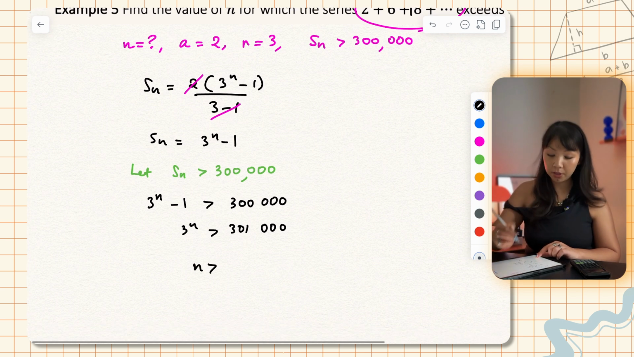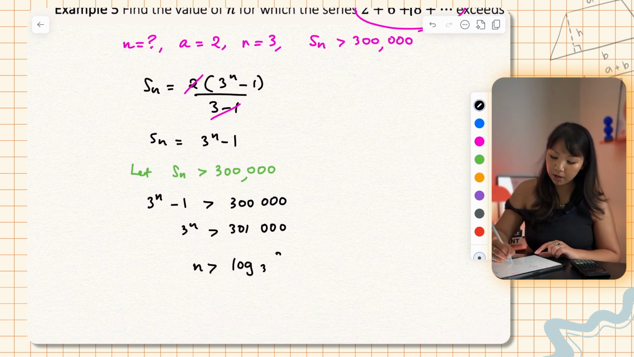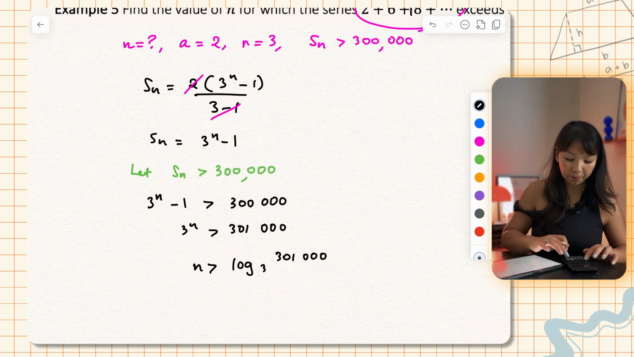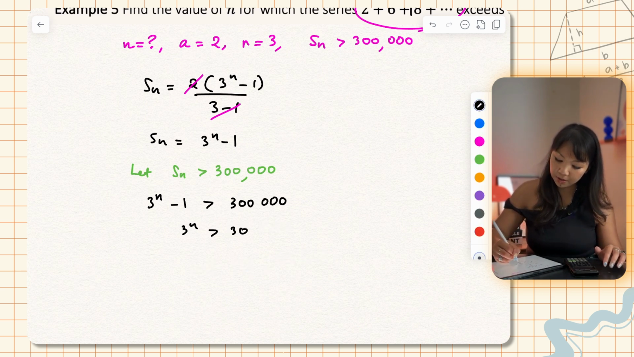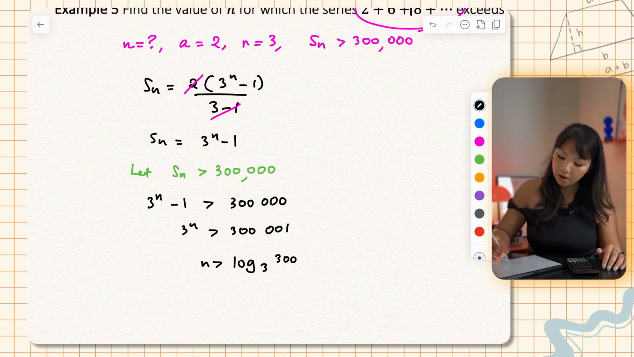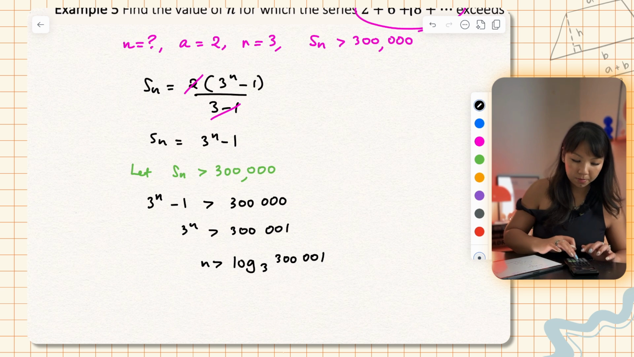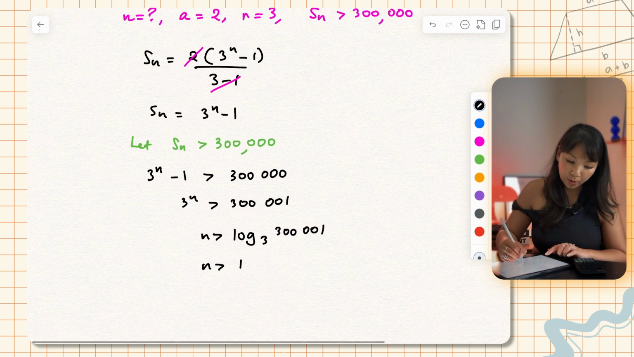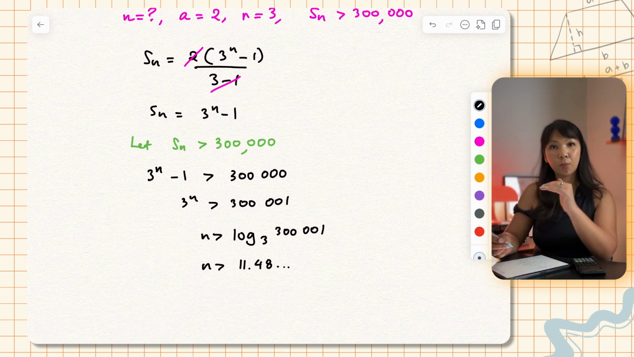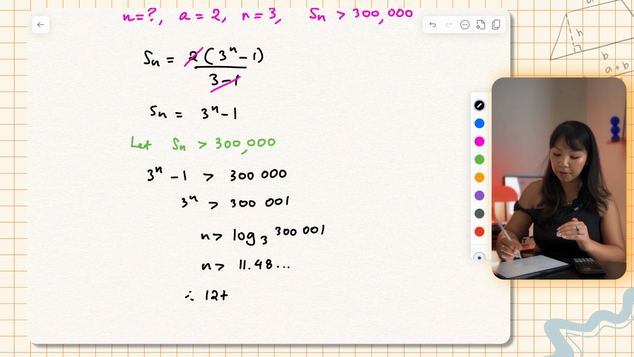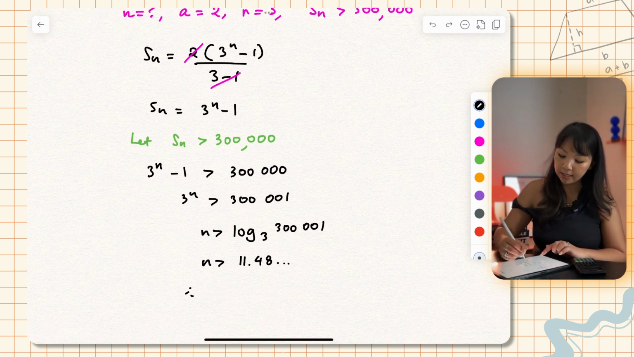And then now if we convert this into a log, we get log to the base 3 of 300,001. Okay, so we get N is greater than log to the base 3 of 300,001 all over log base 3. So we get N is greater than 11.48. Now, if we follow this inequality sign, N has to be greater than this number, the integer greater than this, so it's going to be 12 terms, or when N is equal to 12.